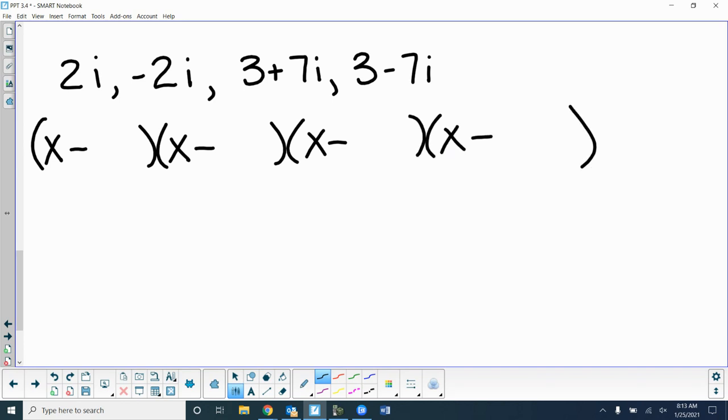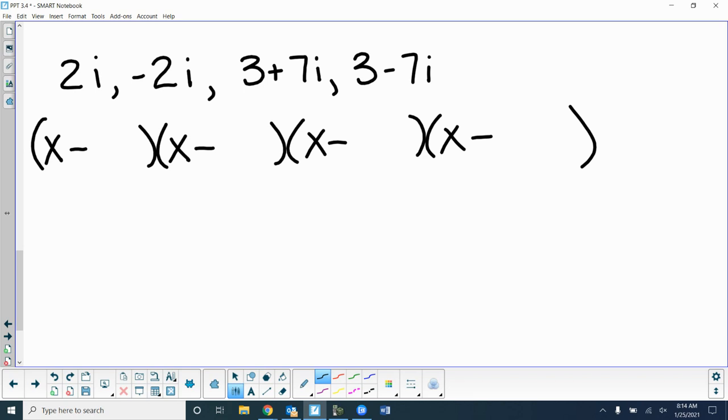When they're imaginary like this, they're called complex numbers. They come in pairs. Okay, if there's a 2i as a 0, there's also a negative 2i. If there's a 3 plus 7i as a 0, there's also going to be a 3 minus 7i. They come in pairs. If you have radical numbers, irrational numbers, if there was a radical 5 as an answer, there's also a negative radical 5 as an answer. They come in pairs. So with radicals or with the i's, they come in pairs.